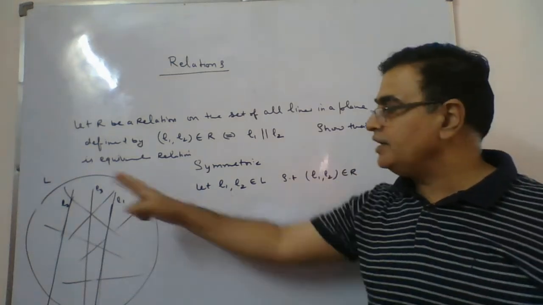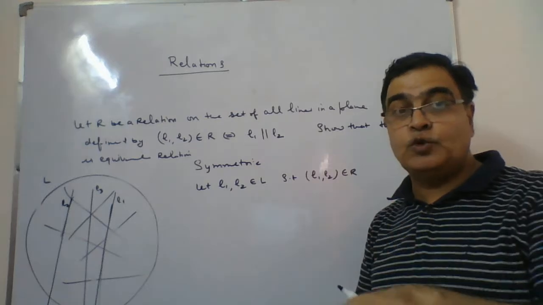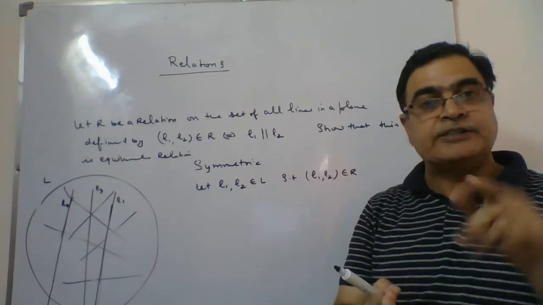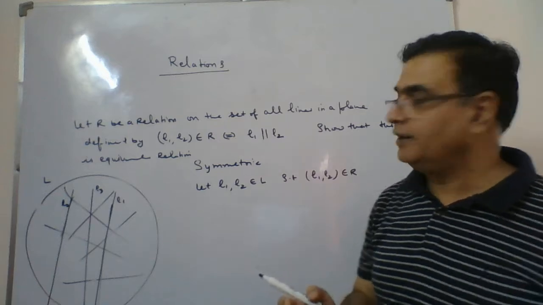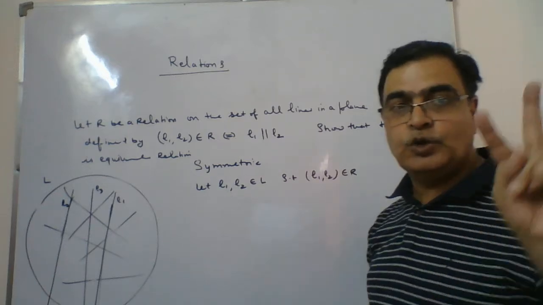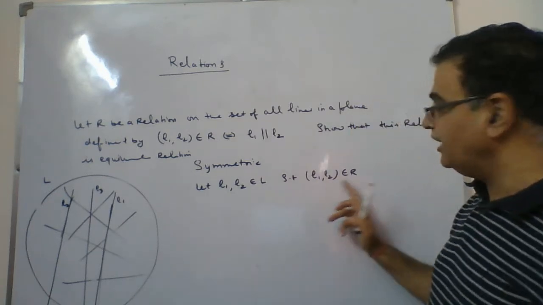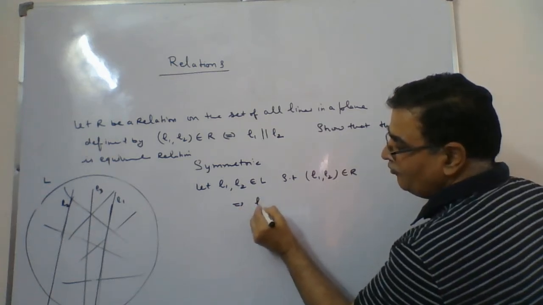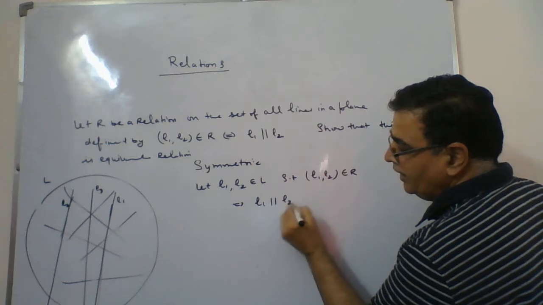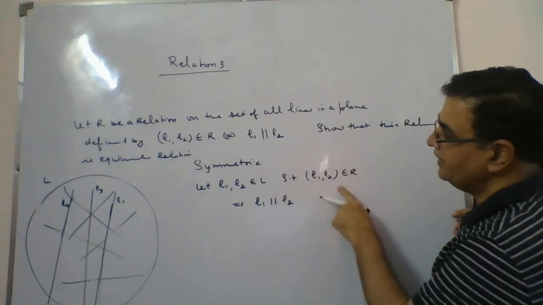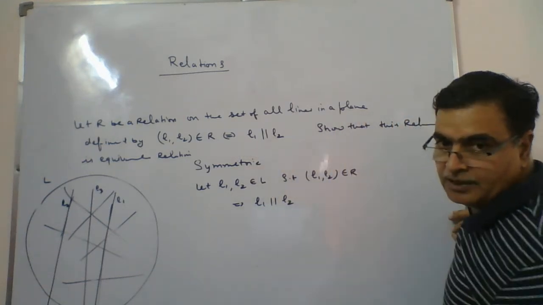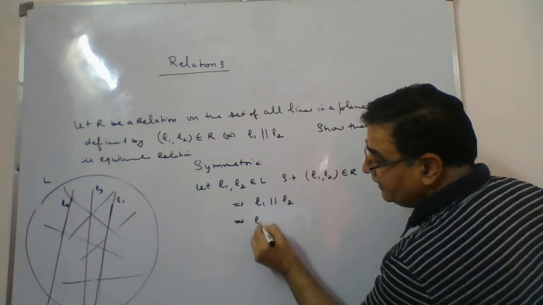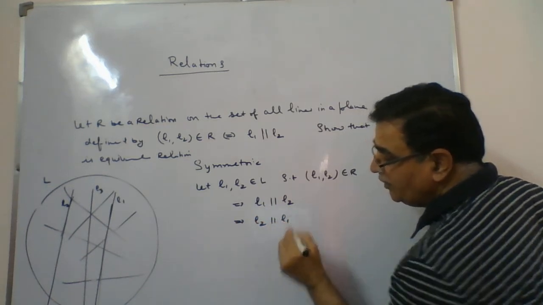First we have taken any two members, because I told you if (1, 2) is there, then (2, 1) must be there. So first we have taken (1, 2), then we should prove (2, 1). So here we are taking L1 and L2 as two lines such that they are related. If they are related, what does it mean? L1 will come parallel to L2. As they are related, we will say L1 is parallel to L2. If L1 is parallel to L2, automatically I can write L2 is parallel to L1.